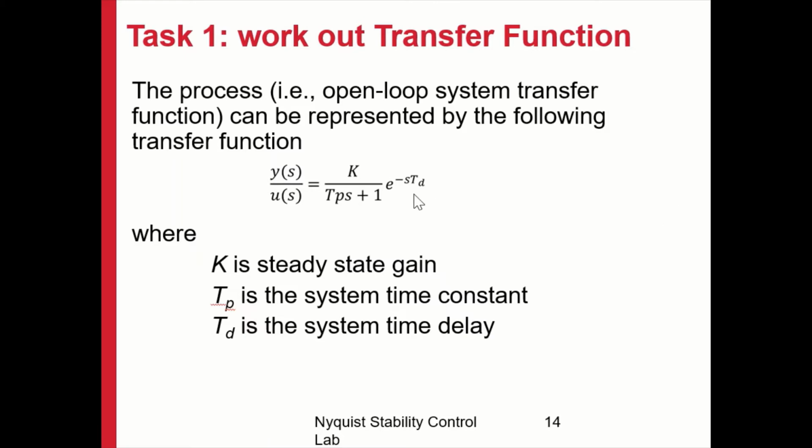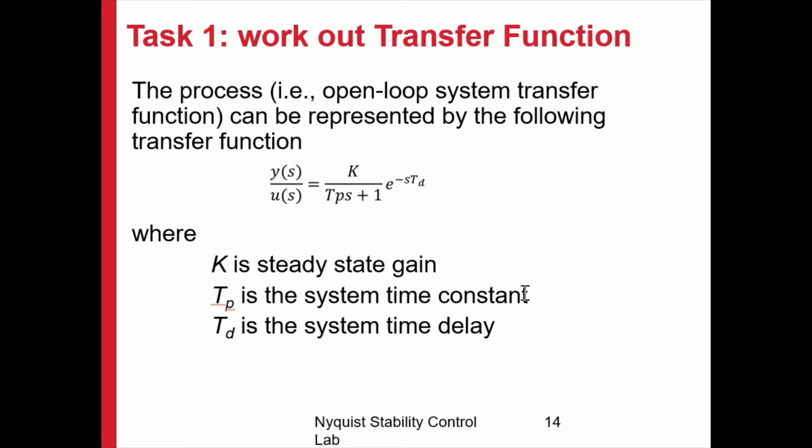The time it takes to come out is called the time delay. It's a bit like an escalator. You go onto the escalator, and then you have to wait all the way until you get to the top of the escalator before you come off. TD is the time it takes to travel up the escalator. So that's the TD. K is our standard steady state gain.